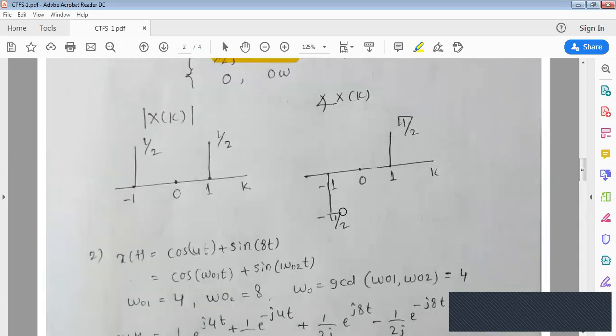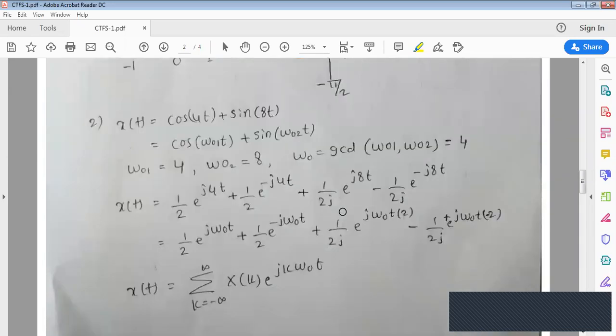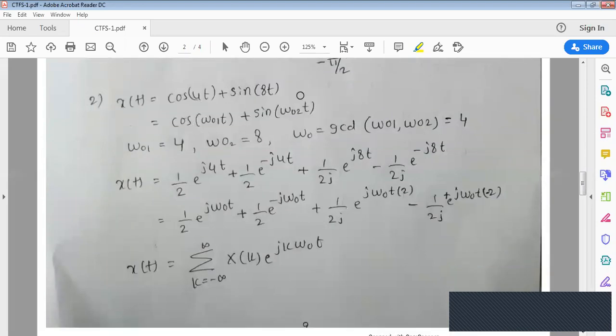Okay. Any doubt in this problem? No, sir. Okay. Now I'll take one more problem of similar kind: cos of 4t plus sine of 8t.